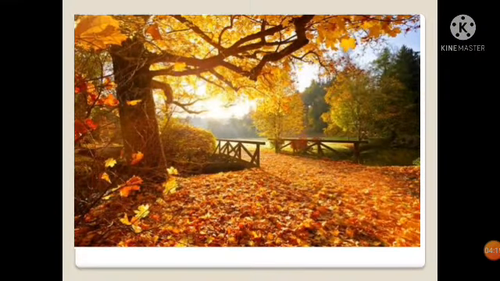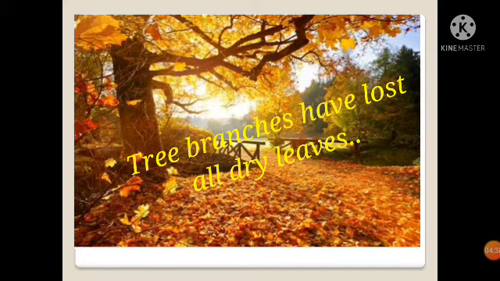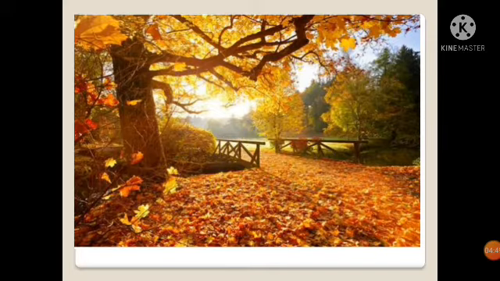Lekin haan, iske andar ek problem hai. What is it? Iske jo tree hote hain, acha lagta hai, wo girti hain pattiyan jaise bhar jati hai, lekin ek problem hai. Tree jo hota hai uski daliyan khali ho jati hai to wo ganda dikhta hai. Correct. Because the tree branches become barren, devoid of all the leaves. Devoid means without leaves.